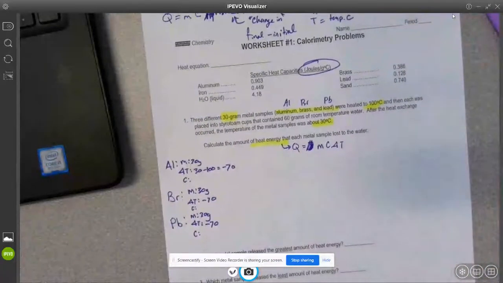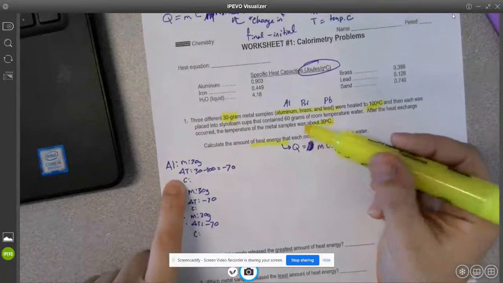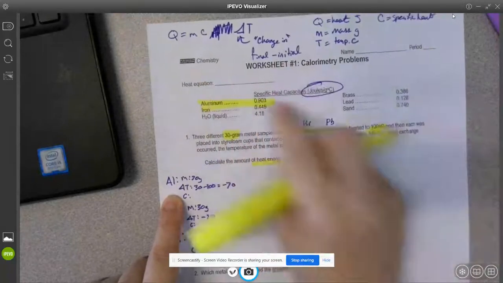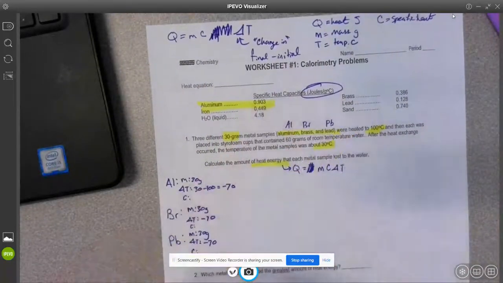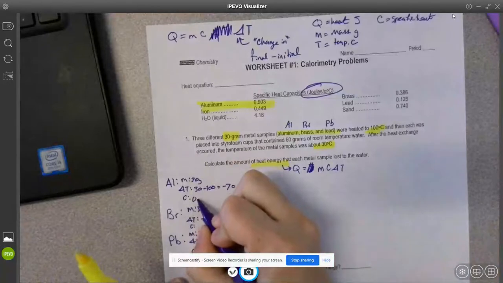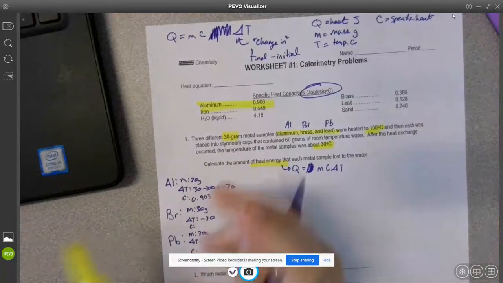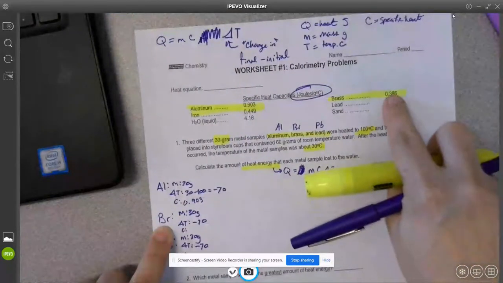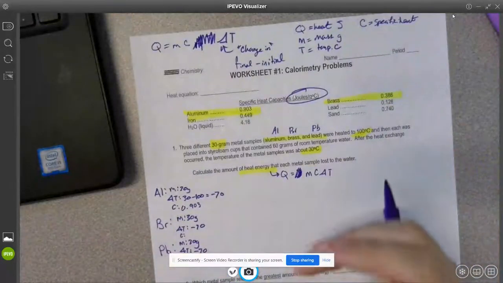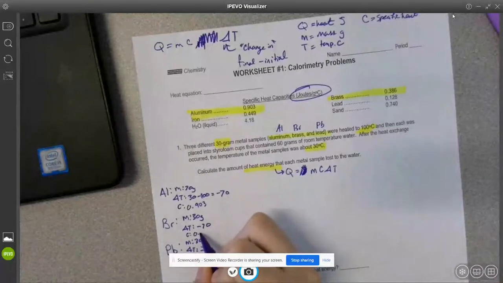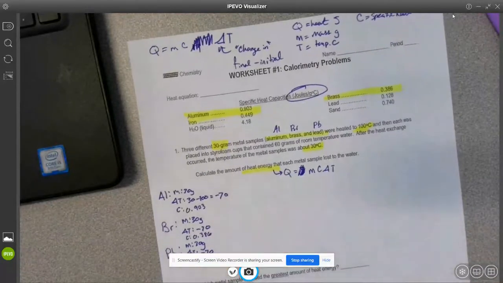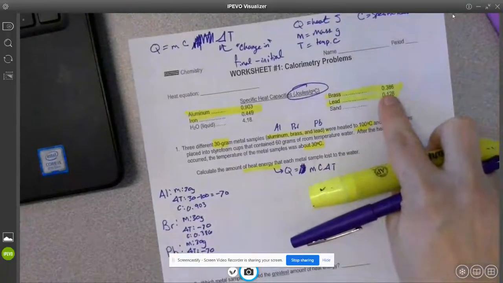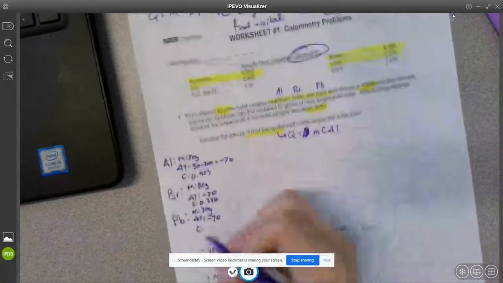Look at what we were given. The first metal is aluminum. Specific heat is 0.903. Next up was brass. Brass has a specific heat of 0.386. And last but not least was lead. Lead has a specific heat of 0.128.